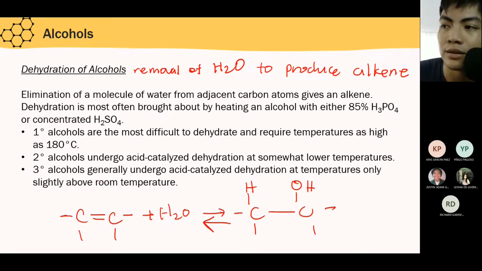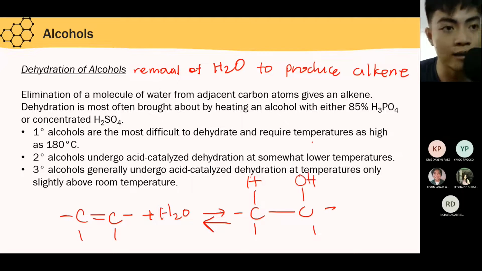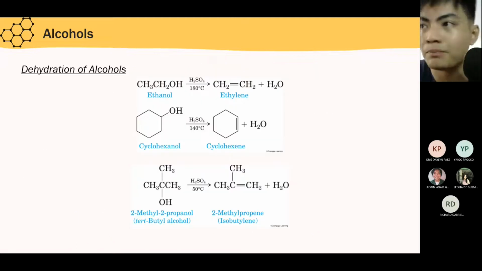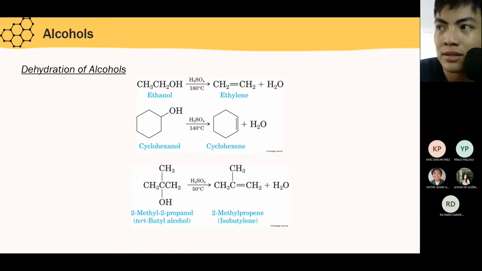Okay? So, ito yun. Ito yung alcohol mo. Itong H, pati OH, mawawala. Maging double bond yun. Maging alkene. Okay? So, that's the reverse of what we discussed in the alkenes, no? Yung addition reaction ng alkene, kabaliktaran siya. Okay? So, eto. So, here are some examples. Okay? So, we have ethanol to ethylene.